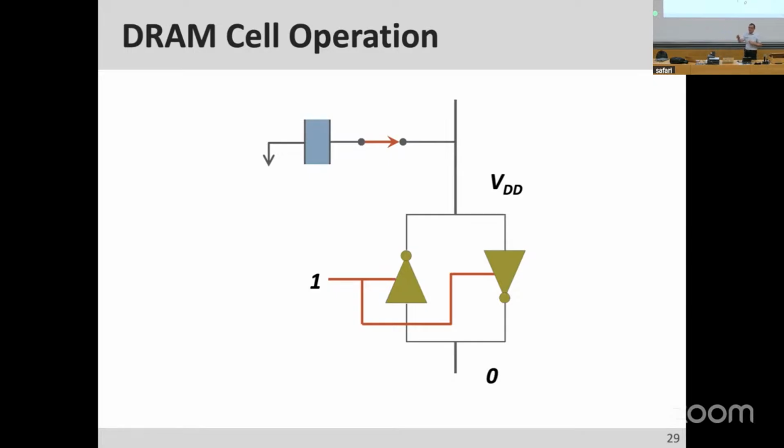So you connect the access transistor. Once you connect the access transistor, the cell shares its charge with the bit line. The sense amplifier senses that charge, amplifies it, and then restores the charge into the cell again, so that the cell has 1 and the sense amplifier senses 1. And this is the stable state after that point, after restoration.